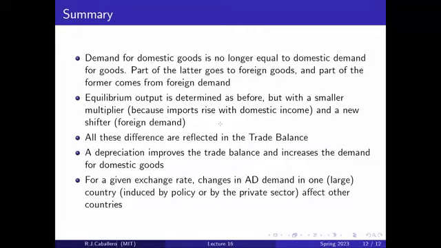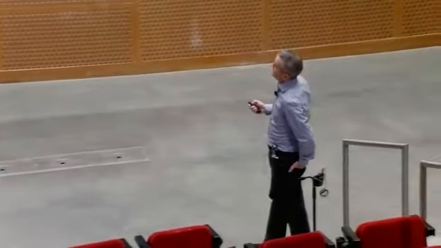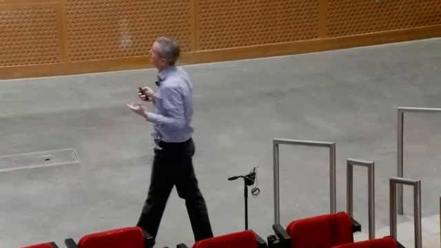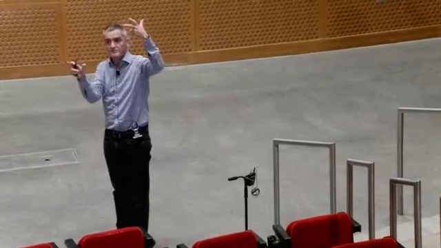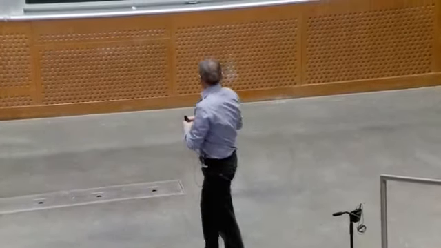So equilibrium output, again, is determined by domestic output equal to the demand for domestic goods, not to domestic demand. The difference between the two is reflected in the trade balance. Another way of thinking about the trade balance is simply the difference between the demand for domestic goods and the domestic demand for goods. So the trade balance is nothing else than the ZZ curve minus the DD curve. That's net exports. Let me write that down.